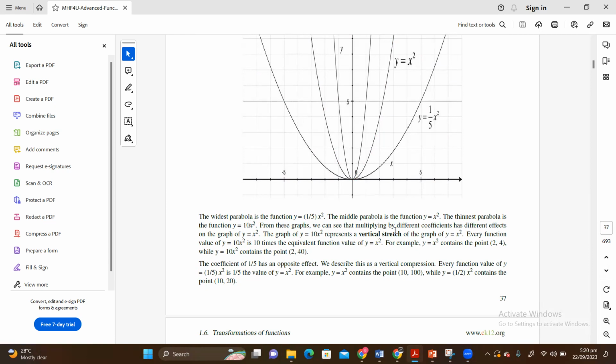From these graphs, we can see multiplying by different coefficients has different effects on the graph. The graph of y is equal to 10x squared represents a vertical stretch. Every value of y for 10x squared is 10 times the equivalent value for x squared. The coefficient 1 by 5 has an opposite effect: vertical compression. So the main thing to learn is, when we multiply with a whole number, it is a vertical stretch, and when we divide, it is the opposite effect, compression.